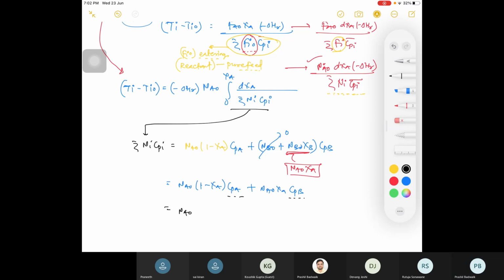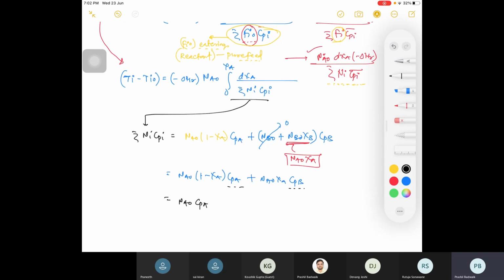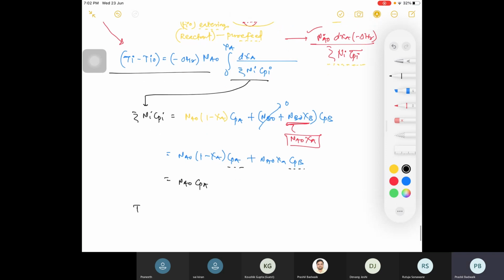What is coming? Na naught into Cpa, sir. Cpa, right? Yes, Na naught into Cpa. Now please substitute here in the equation. We have to find out Ti.